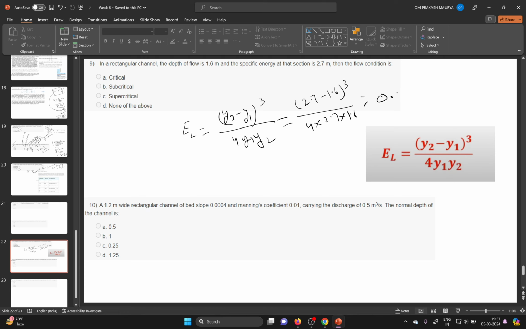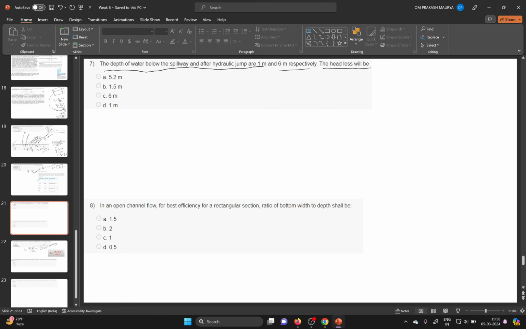Okay, this is the value, 0.077. This is for the question about a rectangle where the depth of flow is 1.6 and the specific energy at that section. What was the formula actually? Okay, here it is. I have used another term. So EL is equal to (Y2 minus Y1) cube divided by 4 Y1 into Y2. I jumped directly to another question.